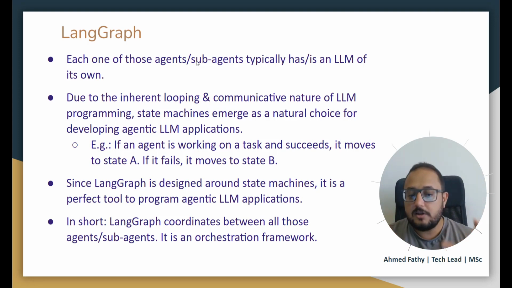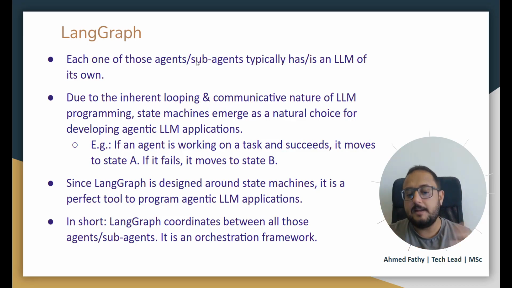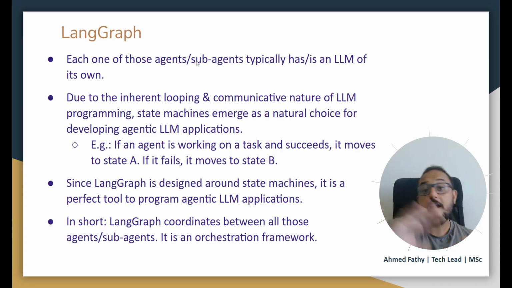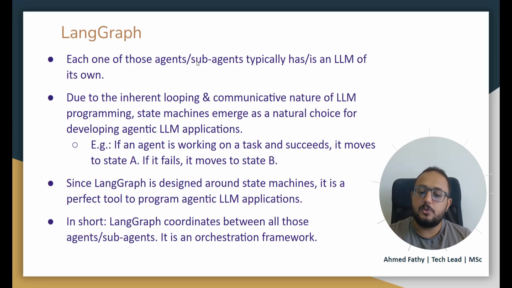So due to the inherent looping and communicative nature of LLM programming, state machines emerge as a natural choice for developing agentic LLM applications. For example, if an agent is working on a task and succeeds, it moves to state A. If it fails, it moves to state B, right? Since LangGraph is designed around state machines, it is a perfect tool to program agentic LLM applications. In short, LangGraph coordinates between all those agents, sub-agents. It is an orchestration framework.